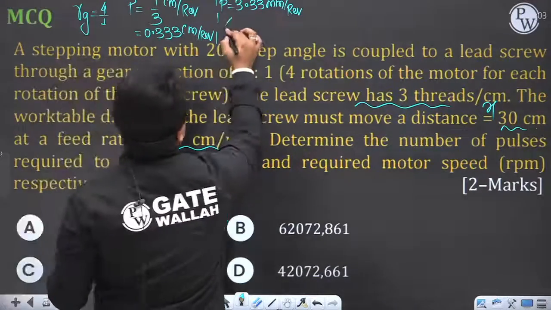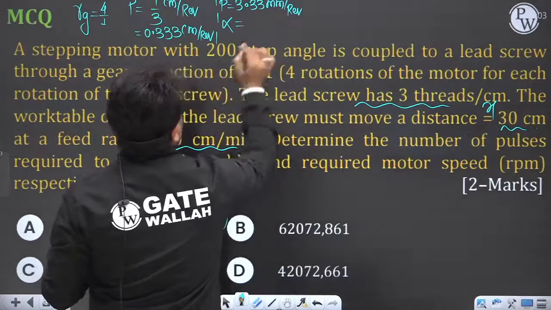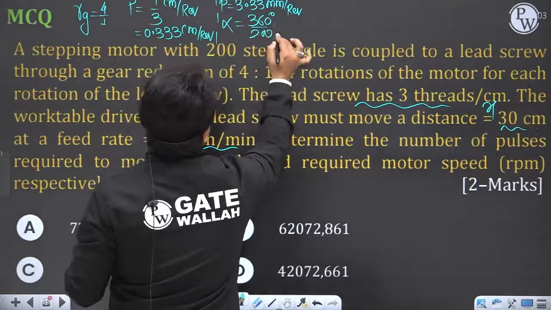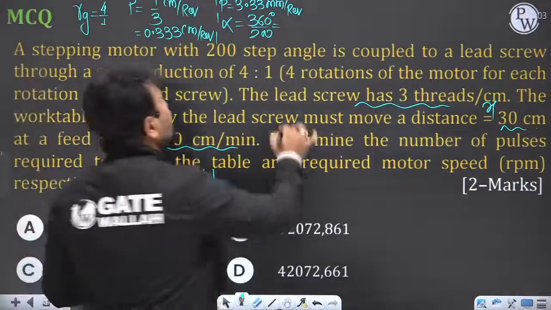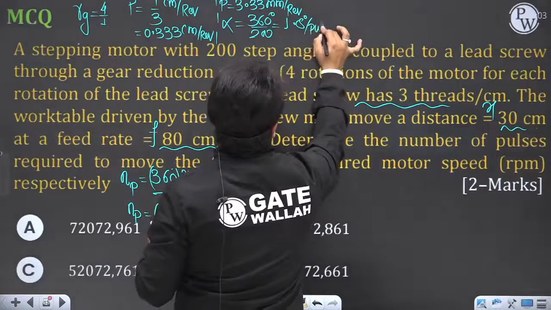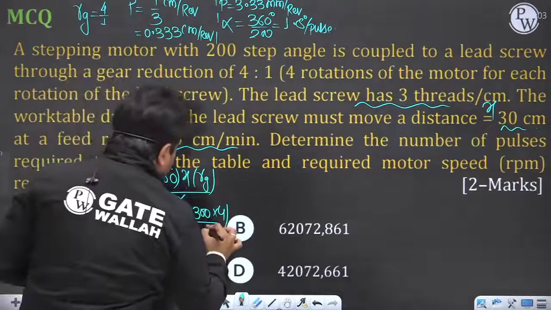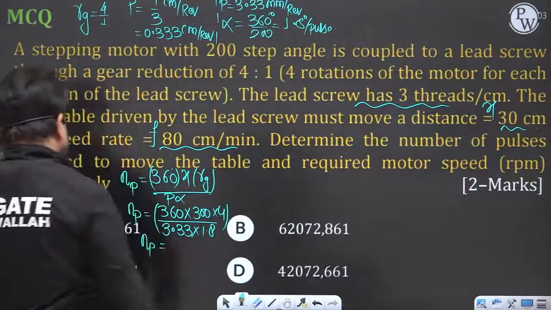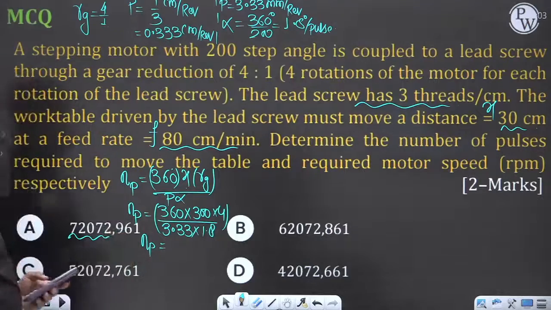Now we have to find out the alpha, right? Alpha is basically 360 degree divided by 200. So it will become 1.8 degree, meaning that much degree for 1 pulse, right? So using 1.8, you will get the required number of pulses here. Nearby it will come out to 7207.